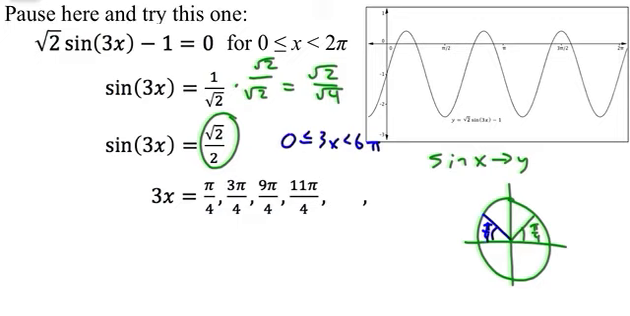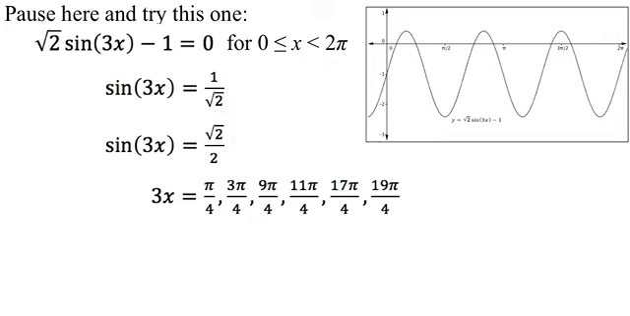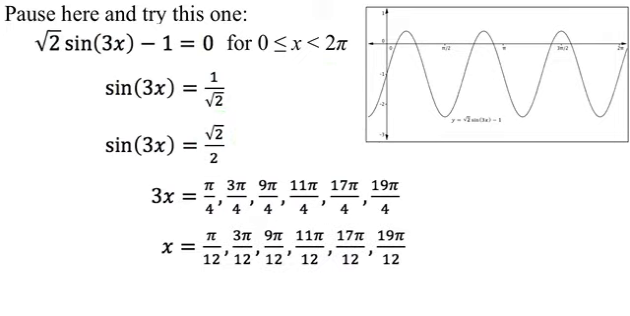That's to 4 pi, but I need to go to 6 pi, so I need to go one more full revolution. So I'm going to add 2 pi again, add 2 pi to 9 pi over 4, and I get 17 pi over 4. Add 2 pi to 11 pi over 4, and I get 19 pi over 4. So these are now my 6 answers. All right? But again, one more step here, which is I need to solve for x. So divide everything by 3, and I'm going to get my answers here. Pi over 12, 3 pi over 12, 9 pi over 12, 11 pi over 12, 17 pi over 12, and 19 pi over 12.